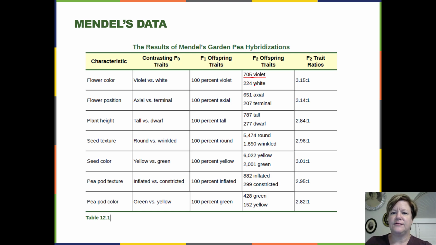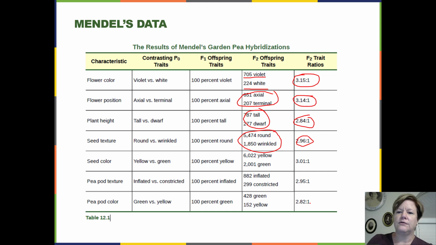And this one I showed you earlier, 705 violet, that's purple flowers, to 224 white flowers. And when you reduce that down to what's called the empirical ratio, the simplest ratio, it ends up being 3.15 violet for every 1 white. And you do kind of the same thing for each of these sets of data that he generated using the same experimental design. And what he noticed when he analyzed the data was that all of his ratios were within a reasonable error rate of being 3-to-1. So he saw that happening in his data.